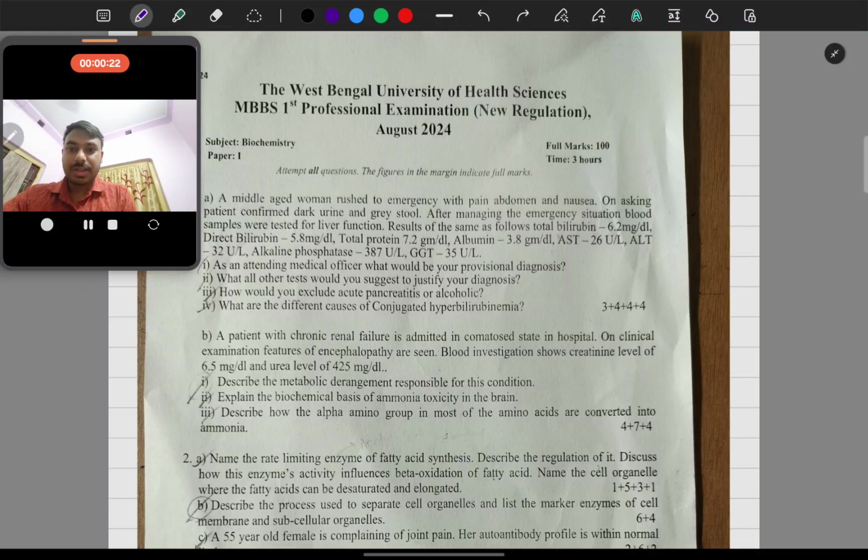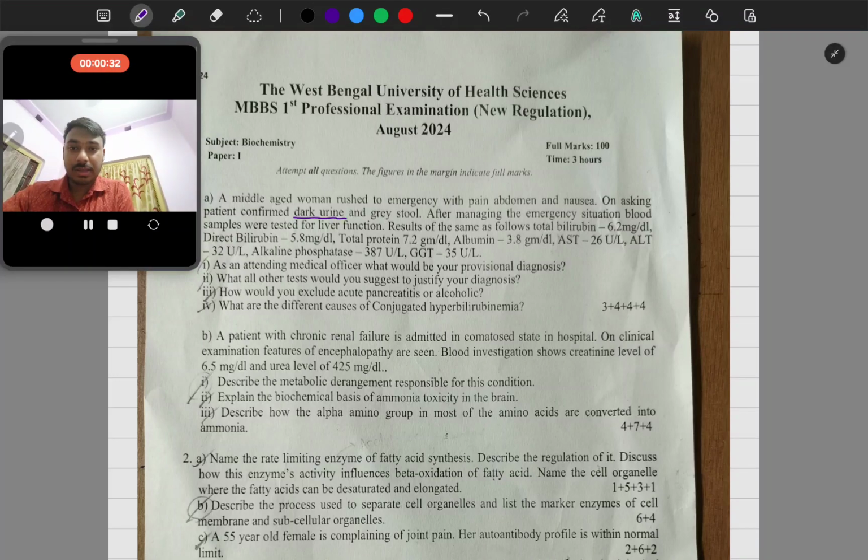Now the first question is: a middle-aged woman rushed to emergency with pain in the abdomen and nausea. On asking, the patient confirmed dark urine and grey stool. Point to mark here: dark urine and grey stool. After managing the emergency situation, blood samples were tested for liver function.